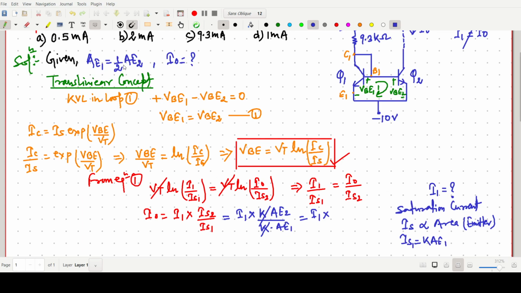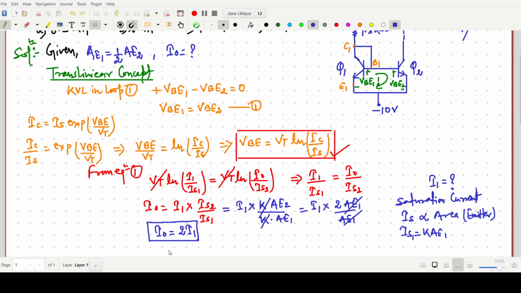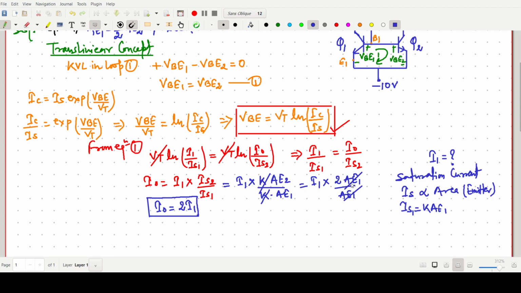Now AE2 by AE1 we can write from this equation. AE2 is nothing but twice AE1, so we write twice AE1 by AE1. So this AE1 cancels out, and we can write I naught equals twice times I1. We have used the given information that the emitter area of transistor Q1 is half that of Q2, so IS2 will be twice IS1. Now if we know the value of I1, we can get the value of I naught.